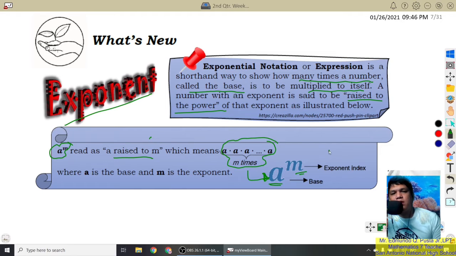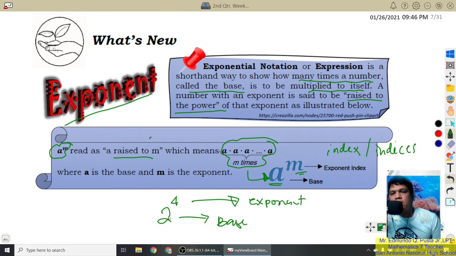Sometimes they call the exponent an index, and the plural form is indices. Another term for exponent is index or indices. Let me have another example, a constant raised to the 4th power. So 2 here, we call that the base. The 4 here is what we call the exponent.